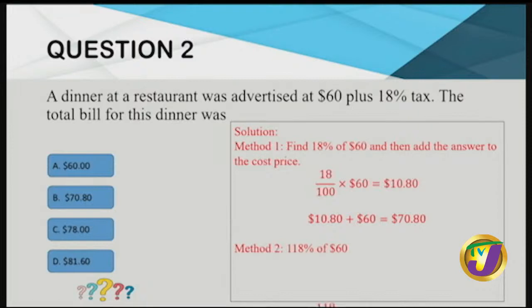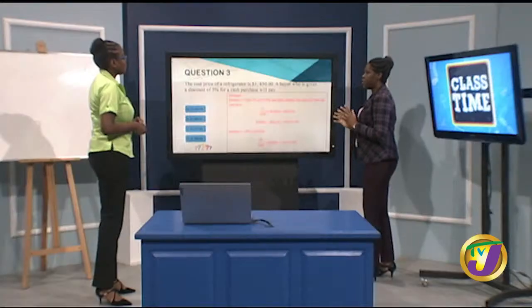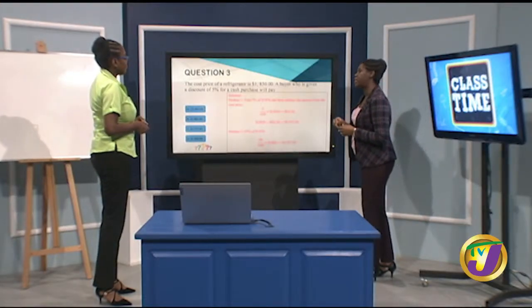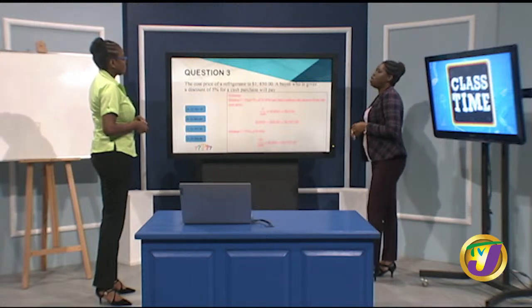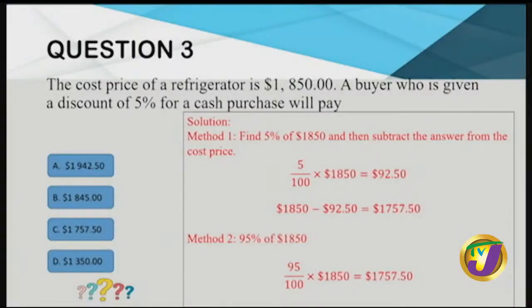Awesome. Now we're going to buy a refrigerator, and the refrigerator costs $1,850. Now the buyer is given a discount, here we're looking at a discount again of 5% for a cash price. Now we mentioned discount before, and in the previous question we were looking at the discount amount. This time we want to know how much the person will be paying for the refrigerator after the discount, which is a reduction in the price.